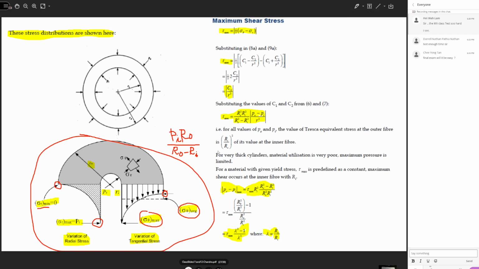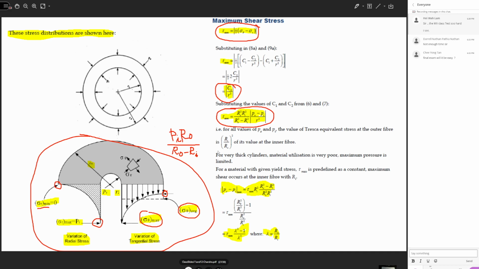Now we look into some important formulae related to thick wall cylinders. The maximum shear stress, tau max, can be written as half of sigma theta minus sigma r, the half of tangential stress minus radial stress. We are only taking the magnitude, so we ignore the sign. Shear stress will always be taken as positive. It can also be written in terms of C2 over R square. Once you substitute C2 over R square, the maximum shear stress can be given like this.